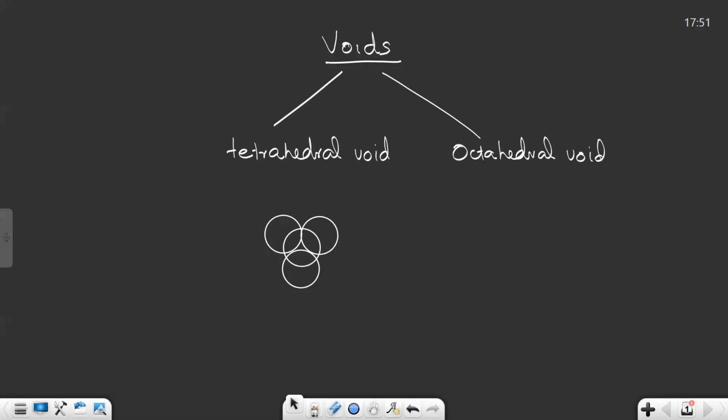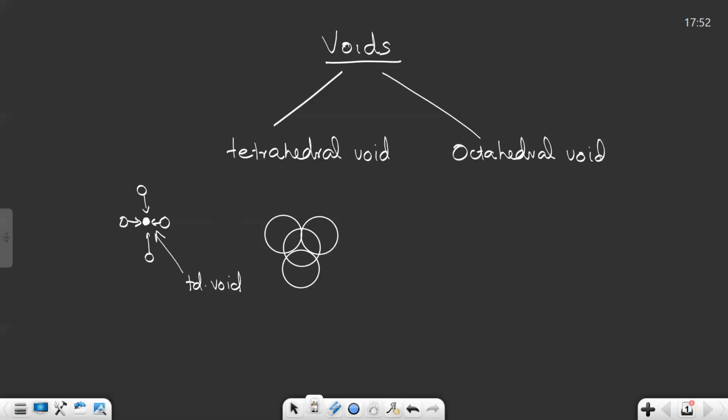Now here, the tetrahedral void is formed by four atoms: three atoms in one layer and one atom at the top. This tetrahedral void formation can be explained in a different way. Consider three atoms here, 1, 2, 3, and one atom at the top. Then the empty space formed will be at the center of all these. We are arranging it here. They all are touching each other. Then the empty space formed will be here, and this will be the tetrahedral void.